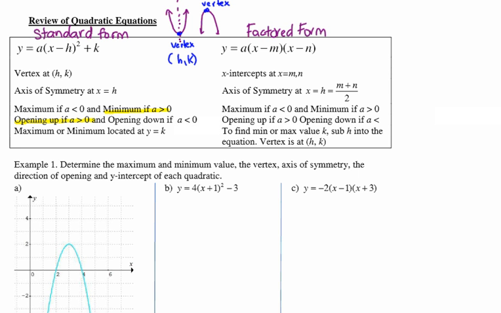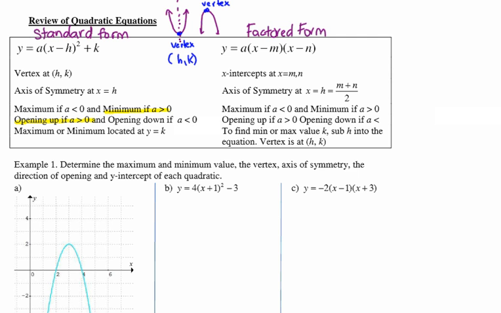X-intercepts. Yeah, zeros are x-intercepts. And so this m and n is your x-intercept when it's in factored form. And you can get your axis of symmetry by averaging the two. So if you know you're crossing the x-axis at 2 and 4, halfway has to be where? 3. That's where it would be cut in half, right? Because the graph is always symmetrical.